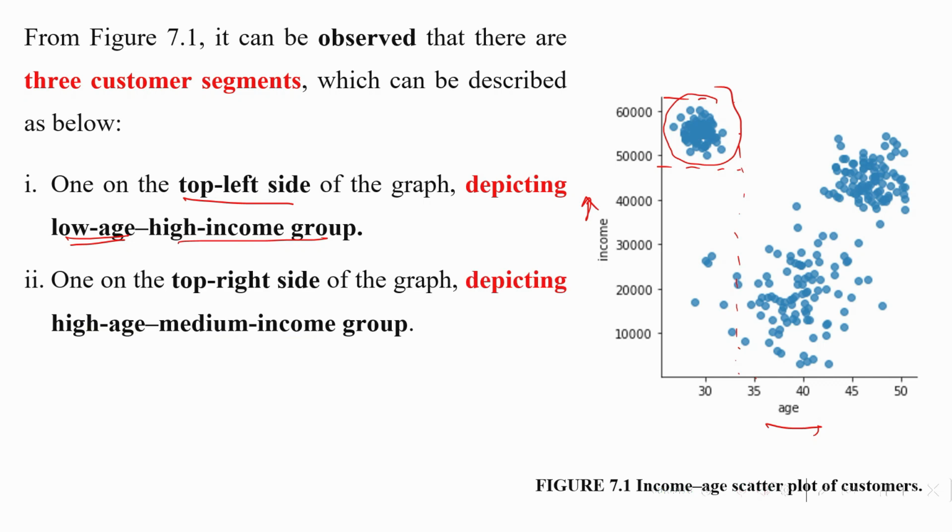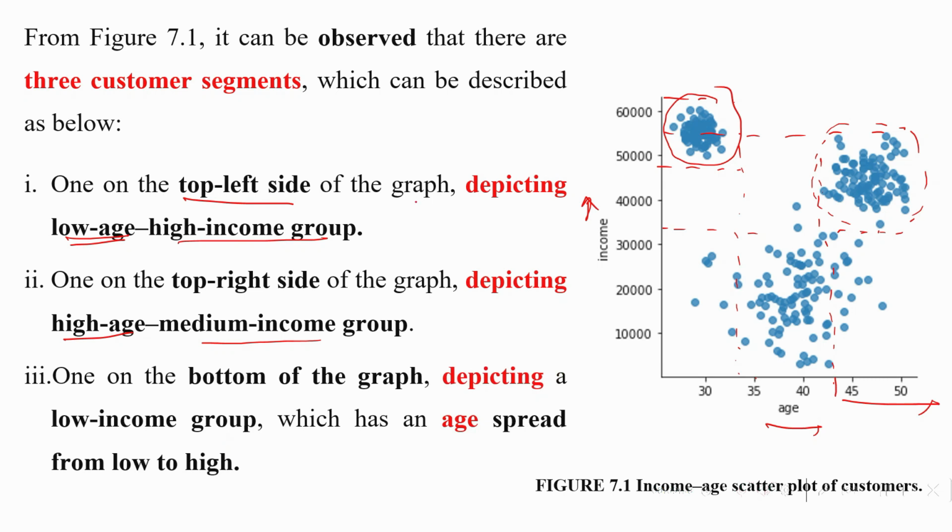Coming to the second group, it is on the top right side of the graph. It describes a high age and medium income group. This is the second group of elements. The age of this group is the highest, from 42 or 43 to 50, and the corresponding income is at a medium level, between 35,000 and 55,000. This is one group of elements.